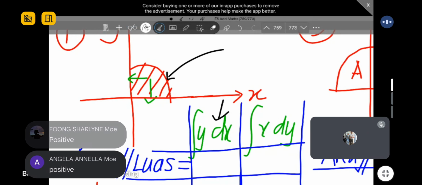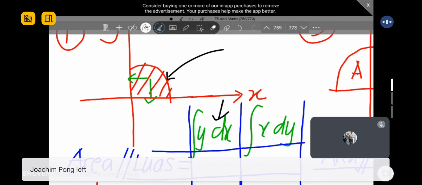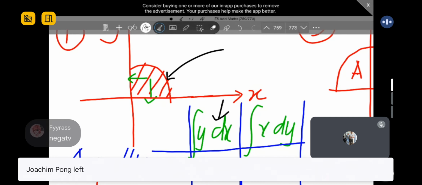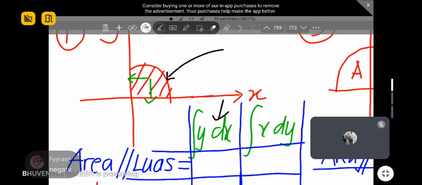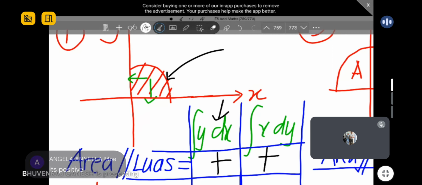Okay, very good. How about the second one? If I integrate towards the y-axis, saya akan ambil terhadap paksi y, positif atau negatif? Tak negatif. It's still positive. Okay, both of them will be positive. Dua-dua nilai positif. This is what you must remember.